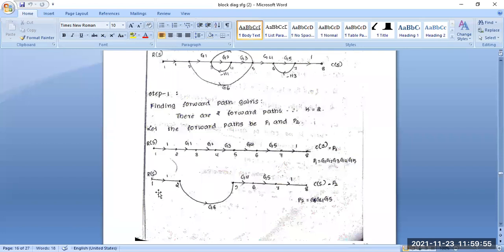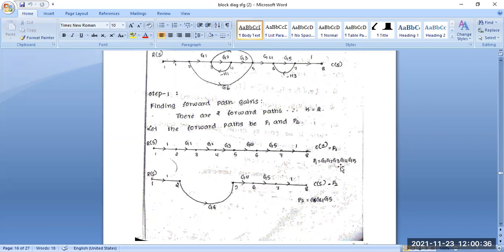Next, another path, P2. Here you can see the starting point R(s), then nodes 1, 2, then 5, 6, 7, 8. Node 3 and 4 do not come in this path. The gains present are G6, G4 and G5. So P2 equals G6, G4, G5.